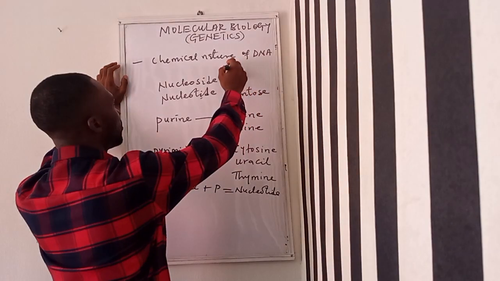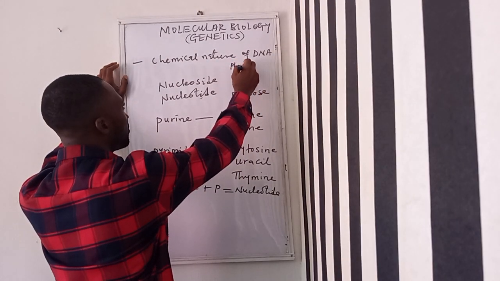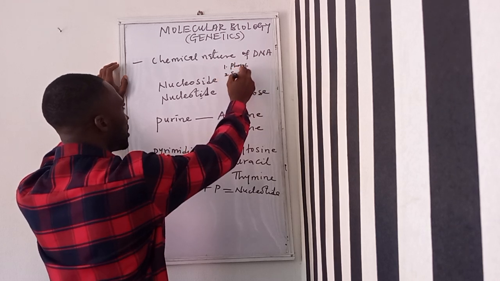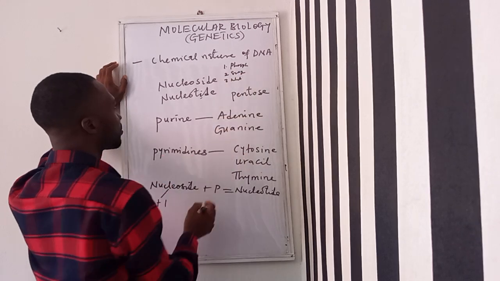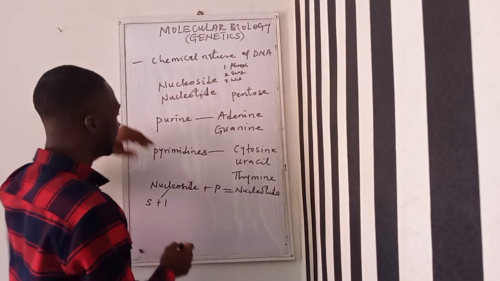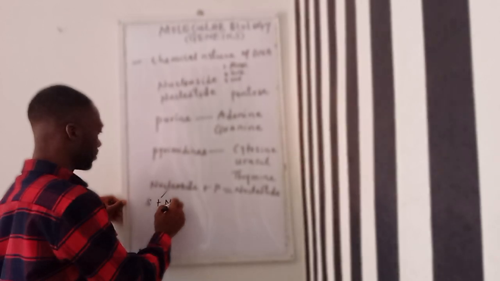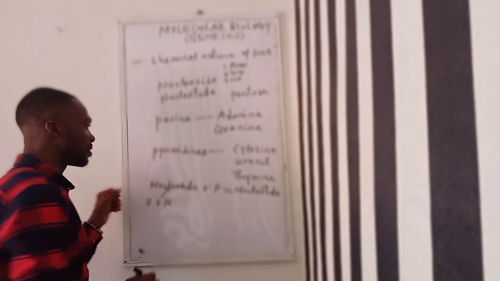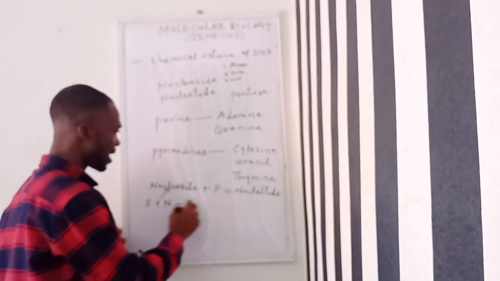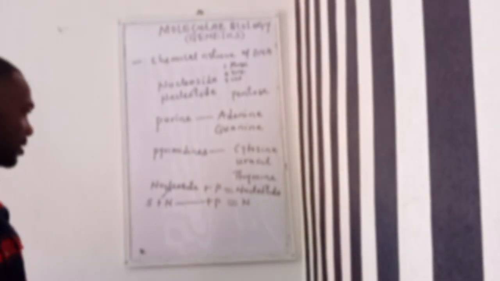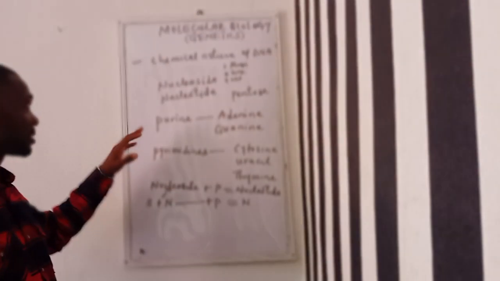Remember we said we have three parts of a nucleotide. We have the phosphate, we have the sugar, we have the nitrogenous base. So these two, number 2 and number 3, sugar plus N, will give you a nucleoside. By the time you now add plus P, it gives you a nucleotide. So that is just the basic difference between the nucleoside and the nucleotide.